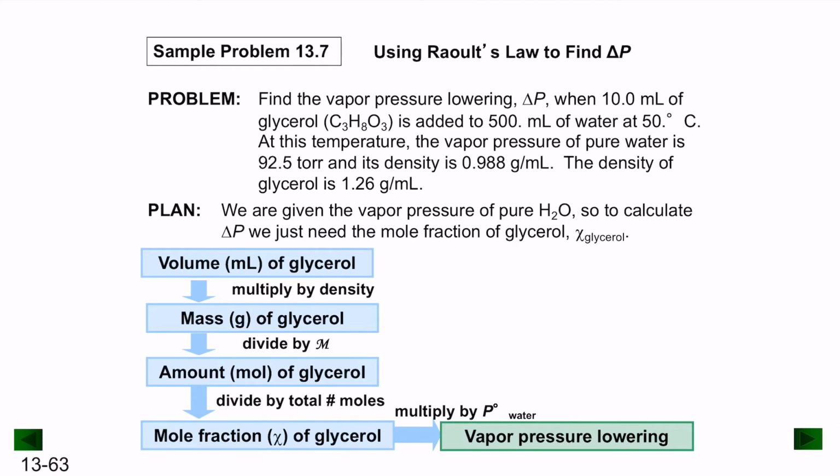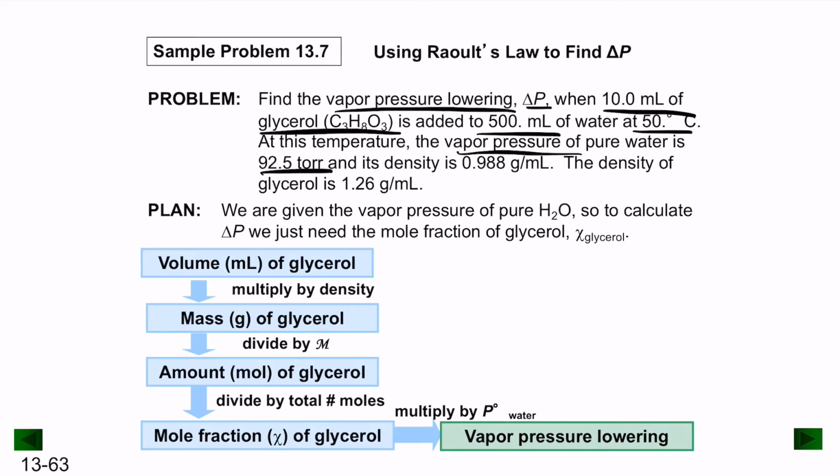So let's try and solve a problem using Raoult's law. They're asking us to find the vapor pressure lowering delta P when 10 ml of glycerol is added to 500 ml of water at 50 degrees centigrade. At this temperature, the vapor pressure of pure water is 92.5 torr and the density is 0.988 gram per ml, and the density of glycerol is given as 1.26 gram per ml. Now let's start.